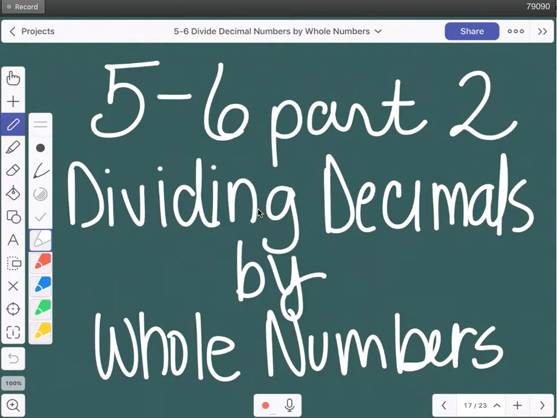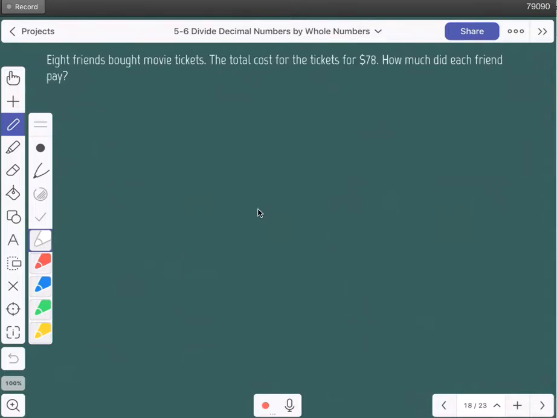Okay, so this is 5-6 part 2, which is focused on dividing decimals by whole numbers. We started this yesterday, and now we are going to continue this work. So here's our problem. 8 friends bought movie tickets. The total cost was $78. How much did each friend pay?